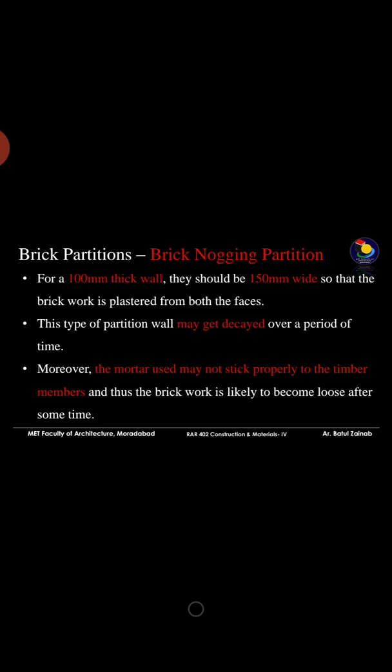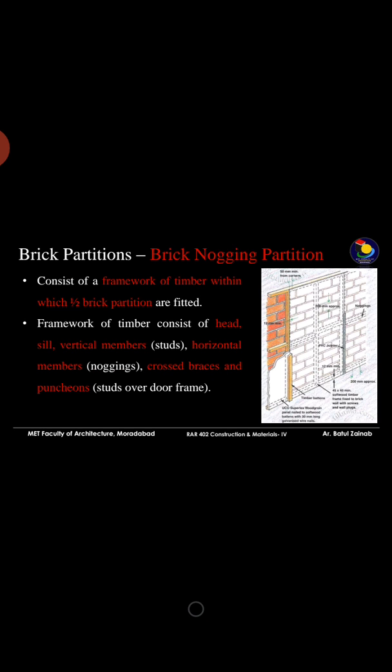This type of partition wall may decay over a period of time. So this is the disadvantage of this wall, that it can decay after a certain period of time. Also, the mortar used may not stick properly to the timber members, and thus the brickwork is likely to become loose after some time. So basically, it consists of a framework of timber within which half brick partitions are fitted.